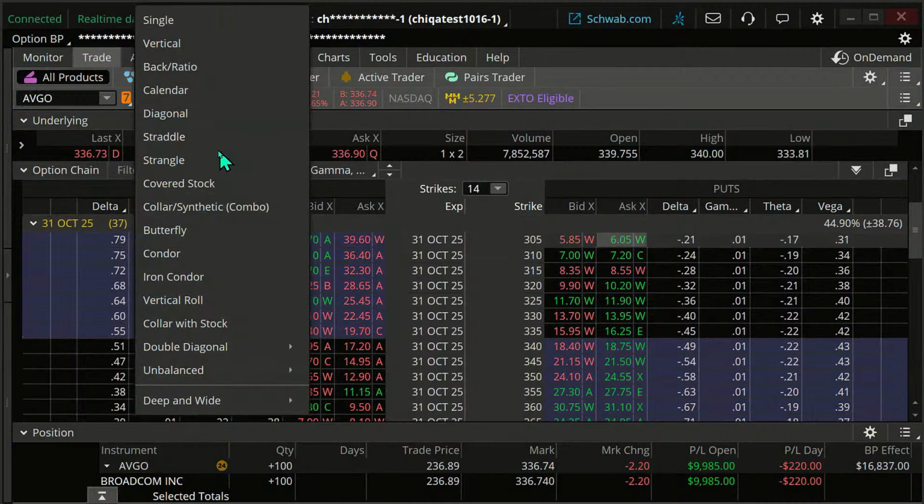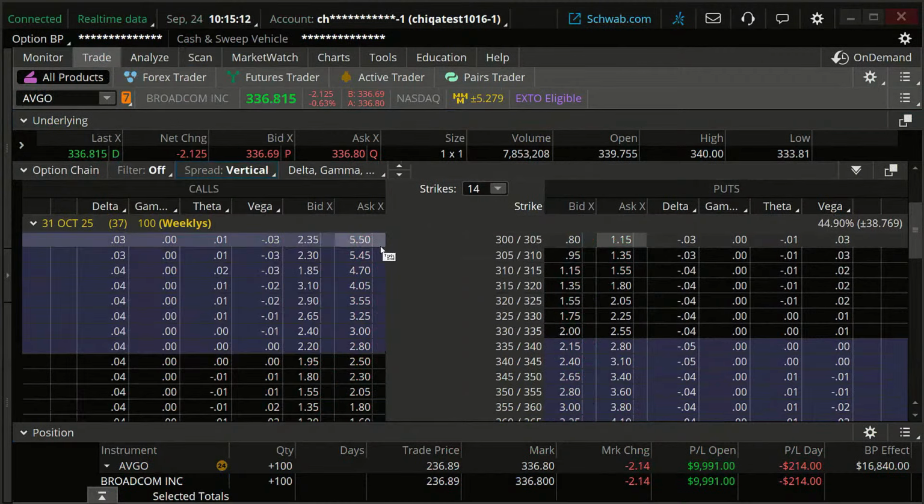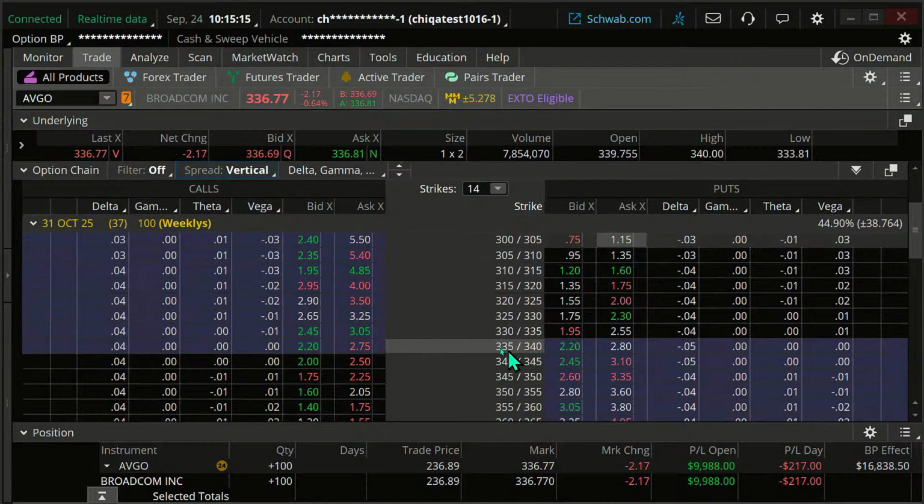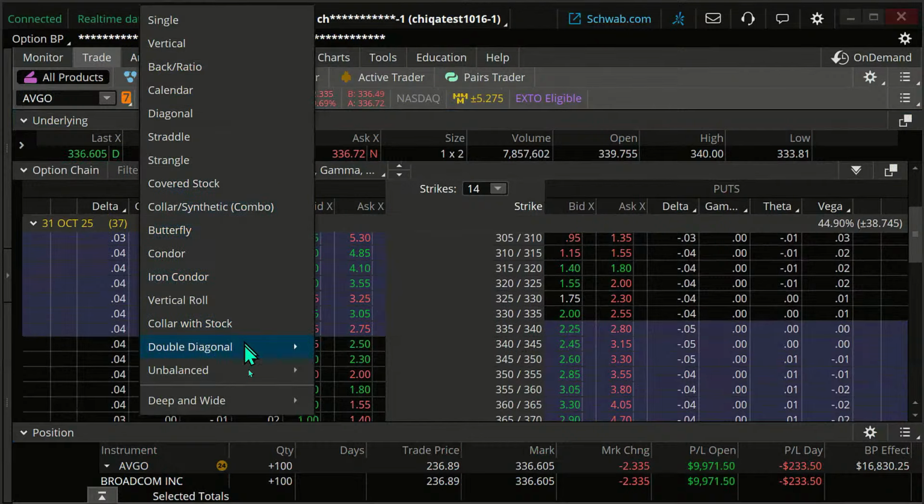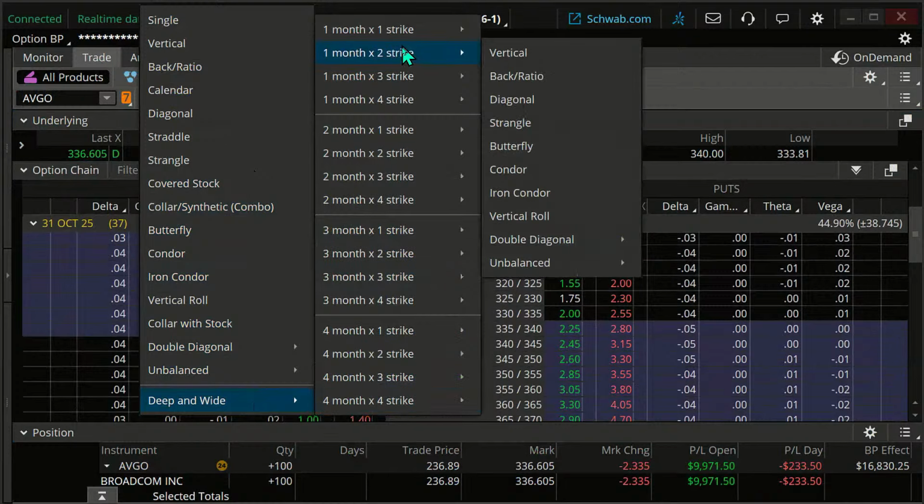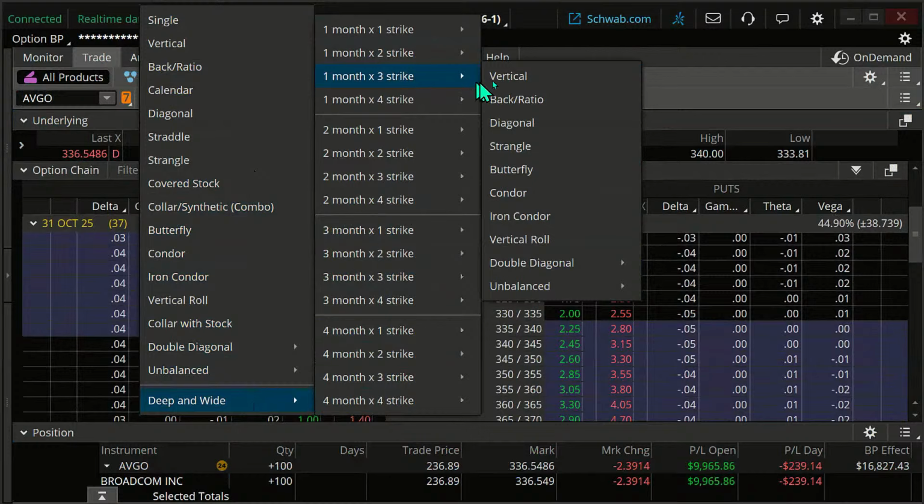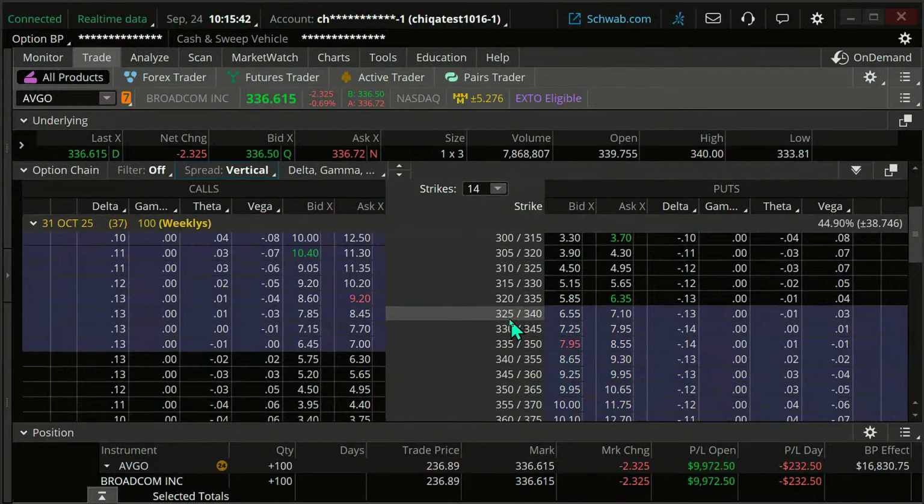And I'm just going to change single to vertical. Now it gives me $5 apart, because that's a strike width. Now, if I want, I can change that and say, well, I don't want it one increment apart. I want more than that. So you can go to spread, deep and wide. It's going to be 1 month. And I could say, I want it 2 strikes wide or 3 strikes wide. And then click on vertical. And then look what happens. It gives me wider spacing on that.